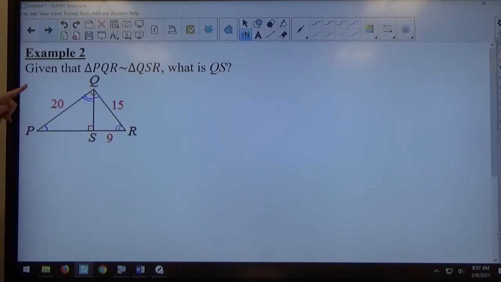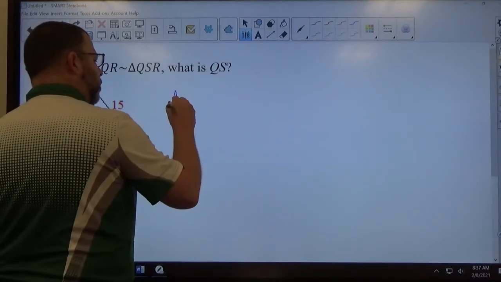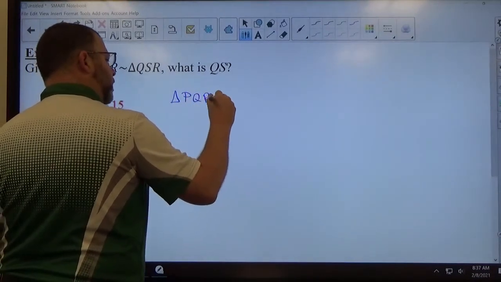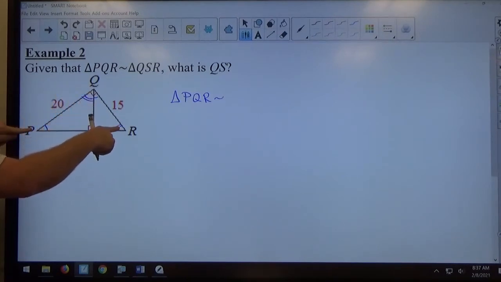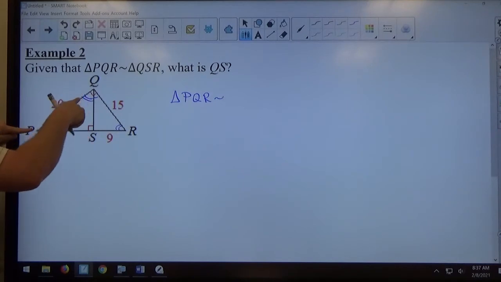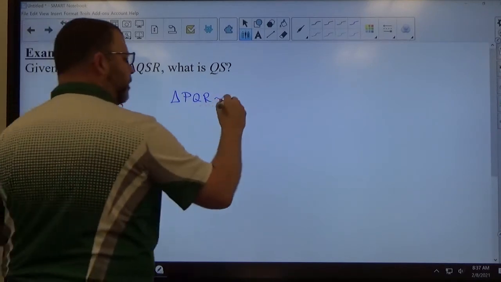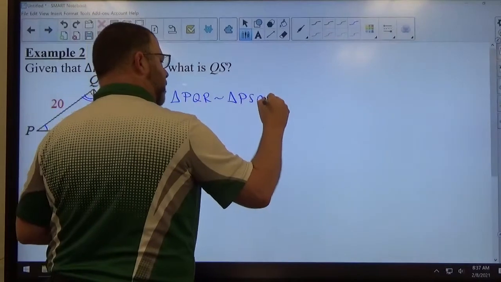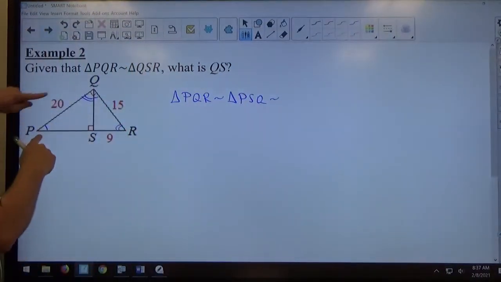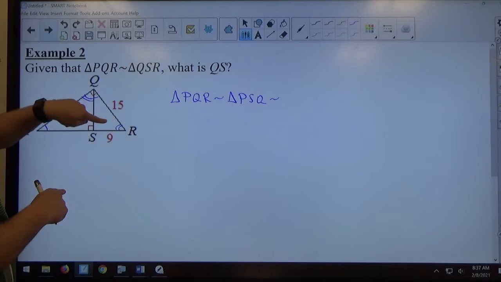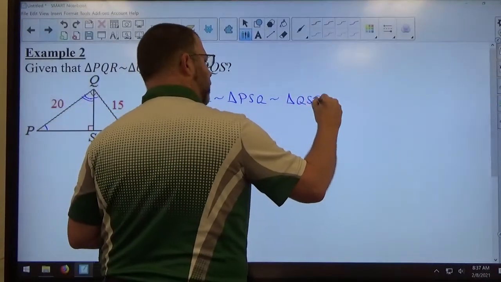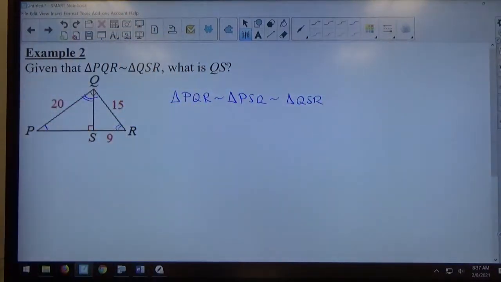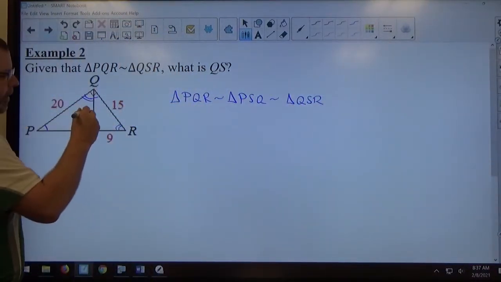I'm going to start with the main triangle PQR. Triangle PQR is similar. If I take a look at this triangle here, P has 1 mark, Q is the right angle, R has 2 marks. So if I go 1 mark, right angle, 2 marks on this one, it's PSQ. If I go from 1 mark, right angle, to 2 marks on the other one, it's going to be QSR. The question's asking us for the length of QS, so I'm just going to put an X on that.